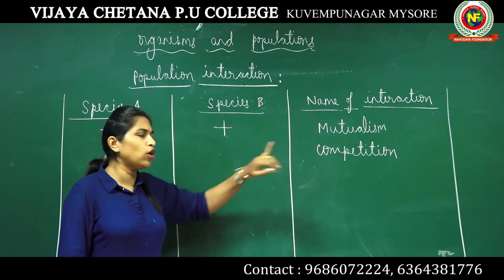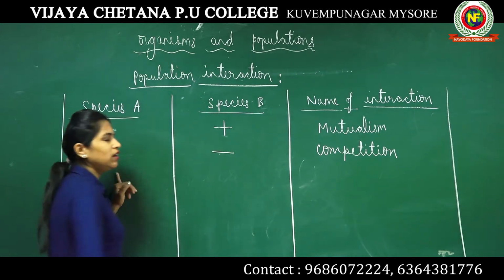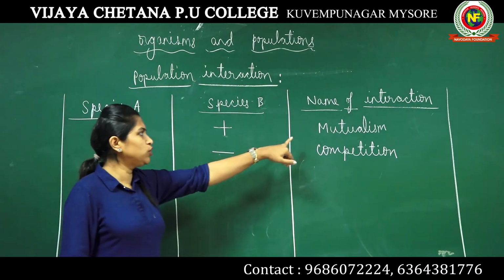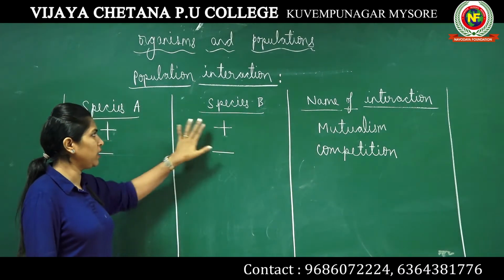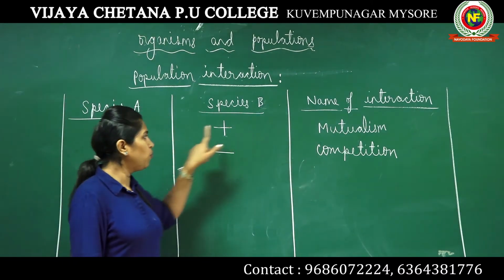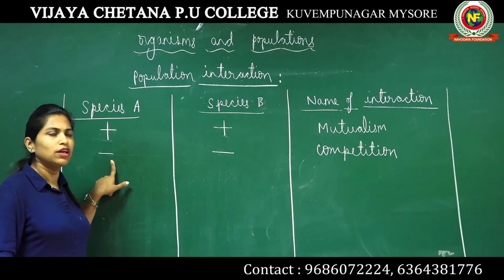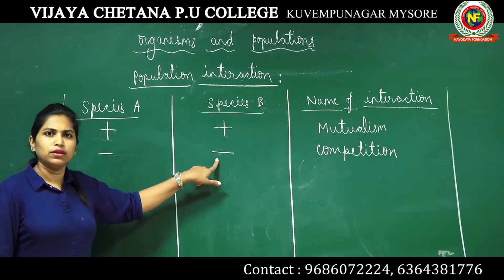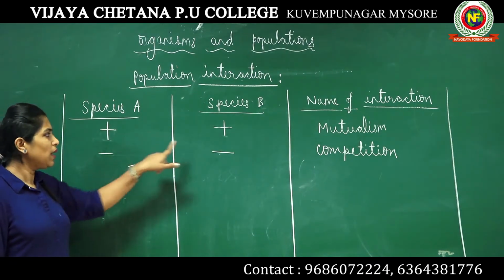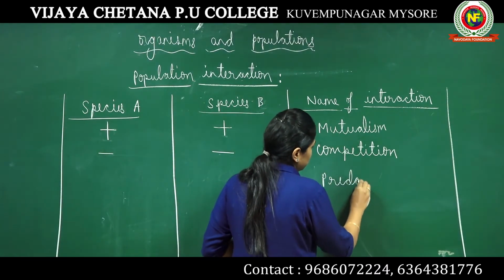So what happens during competition? What is the type of interaction? Here, both the species are negatively affected or both the species are harmed. In mutualism, both the species are helping each other, so it is a positive effect. Here in competition, both the species are fighting with each other for a particular resource where both are harmed, or both are negatively affected. So we are making use of the symbol minus here.